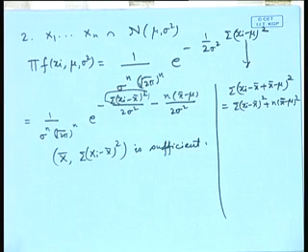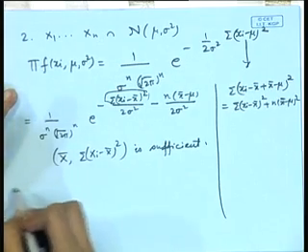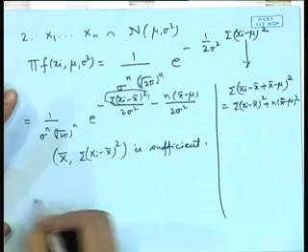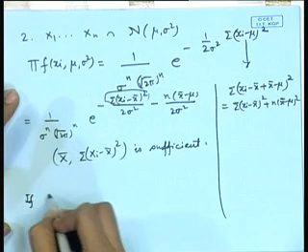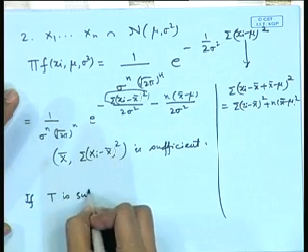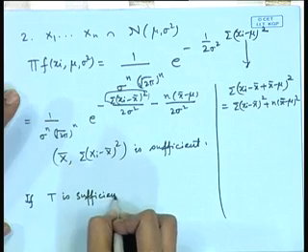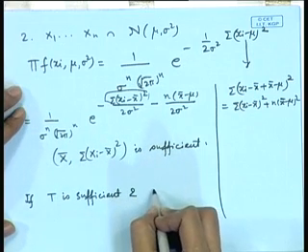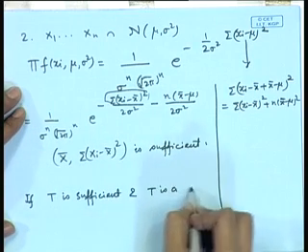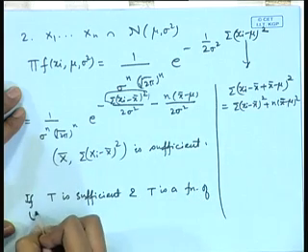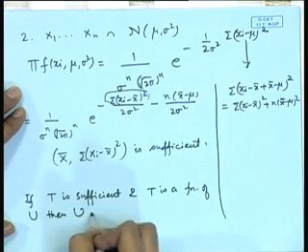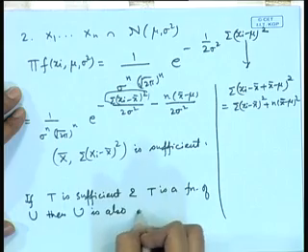Any one-to-one function of a sufficient statistic will also be sufficient. In fact, we can write the general result that if T is sufficient and T is a function of U, then U is also sufficient.